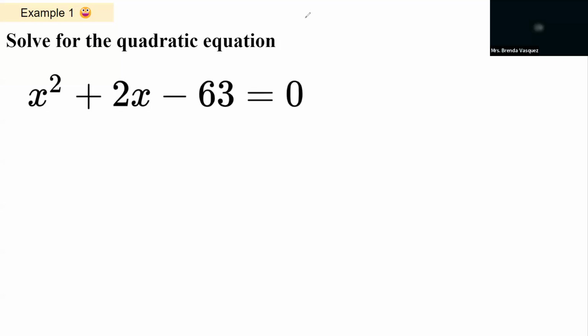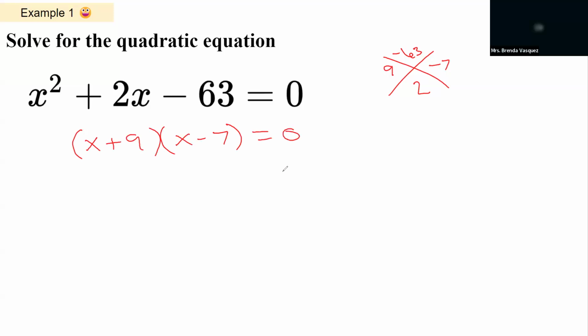Let me see who's going to be my volunteer for this one. So, okay, we're going to do the Power Ranger method. What goes on top? -63 and below, 2. What are my factors? 9, -7. How do I write my factors here? x plus 9 and then x minus 7.